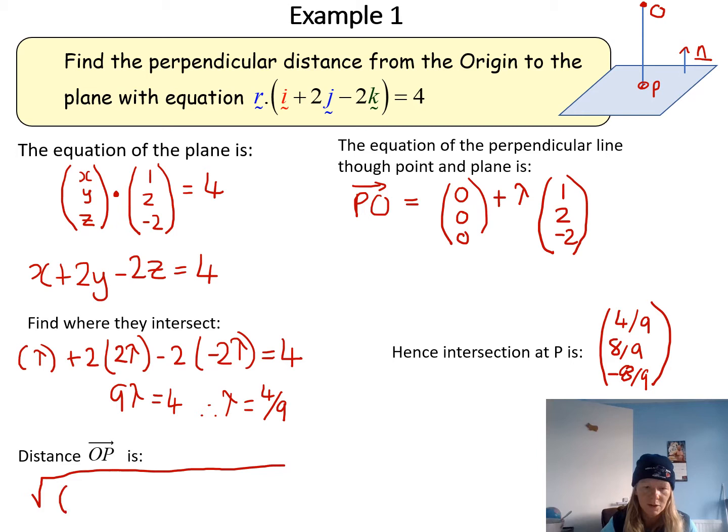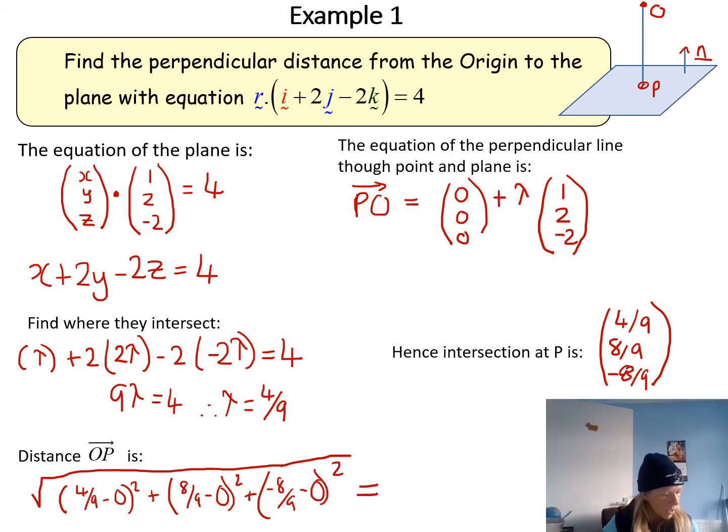So if we're doing O to P or P to O, it really doesn't matter, but 4 over 9 minus 0 squared plus 8 over 9 minus 0 all squared plus minus 8 over 9 minus 0 all squared. If you do that on your calculator, it will come out to, I believe, 4 over 3. Nice number. And that's that one. Super.